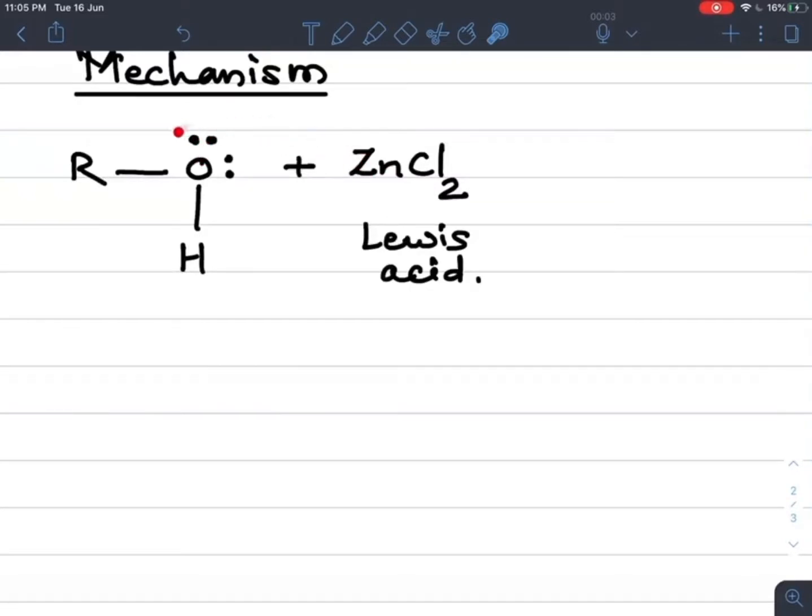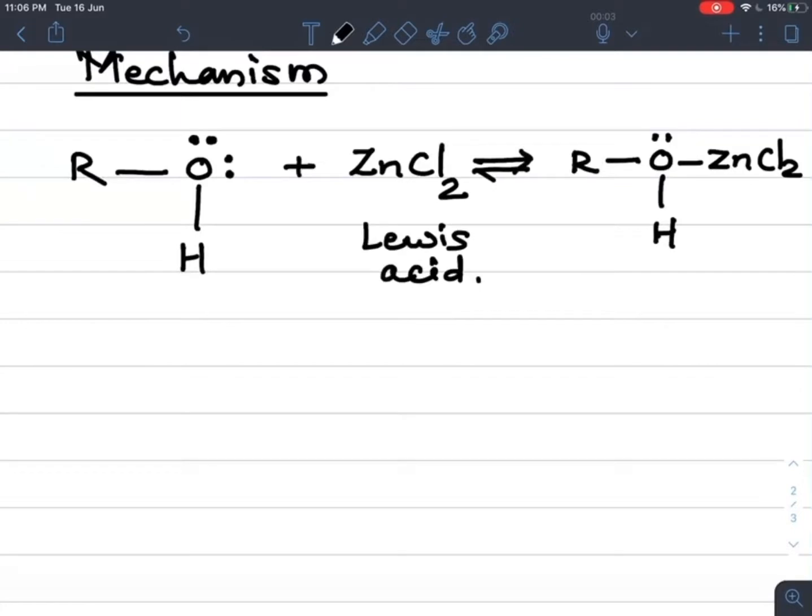So this donates the electron, so it acts as a Lewis base. So what is the product? See here, an intermediate product is formed, and this reaction takes place reversibly. So R as it is, this O donates one lone pair of electrons to this zinc, ZnCl2, H as it is.